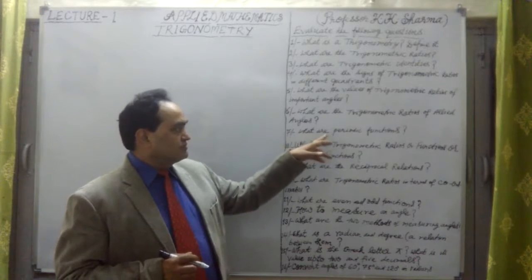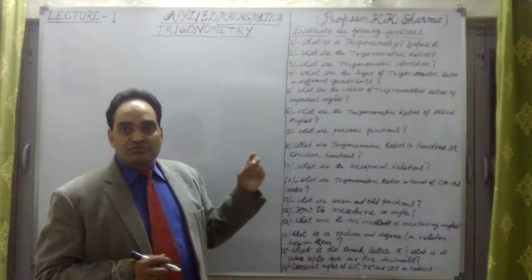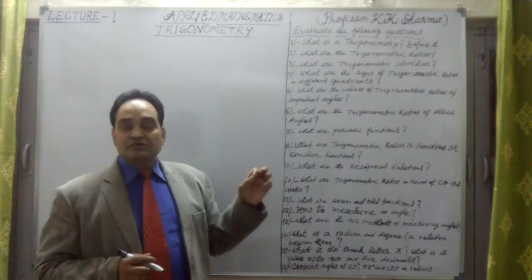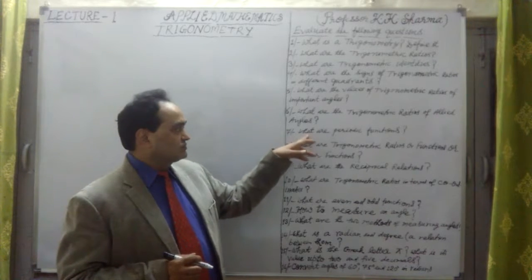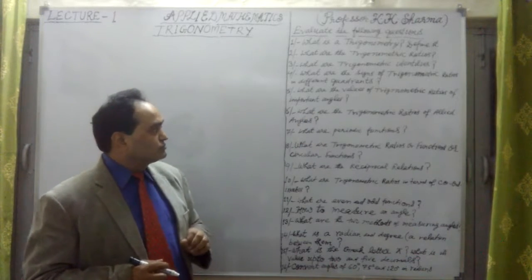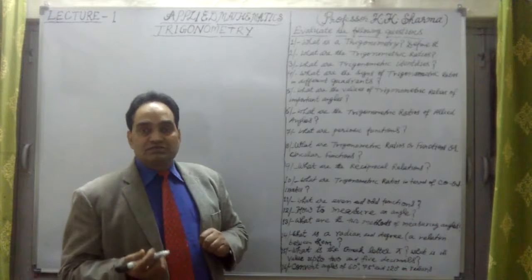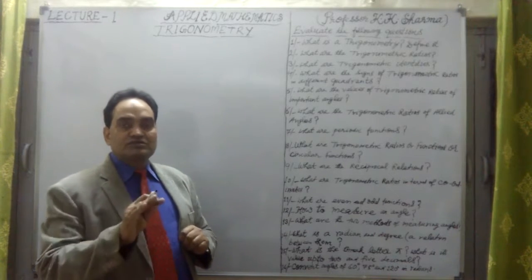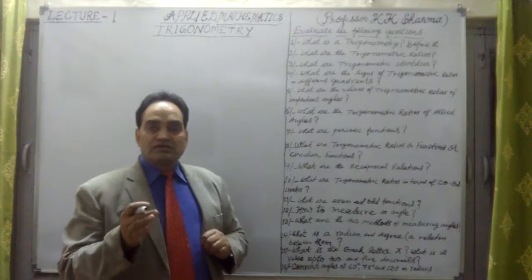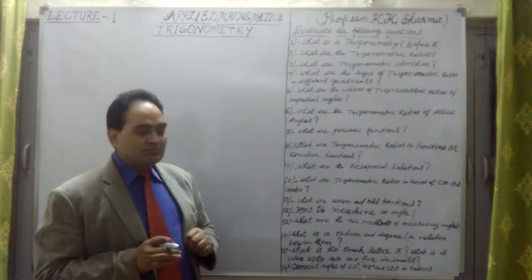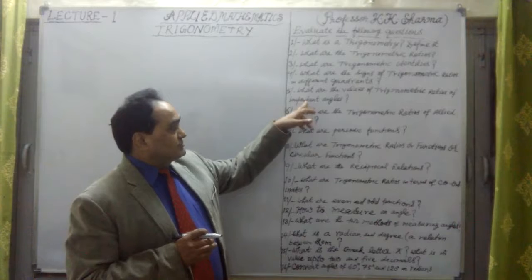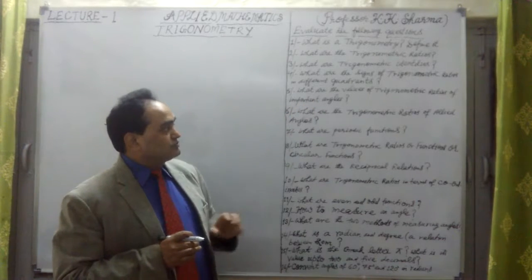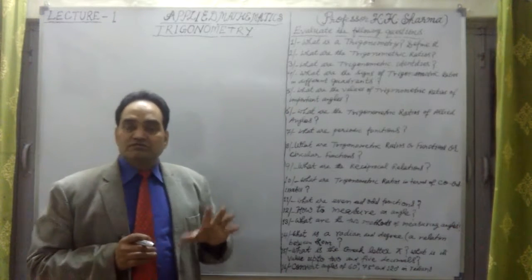I've taken here allied angles, what are the trigonometric ratios, and circular functions. I'll talk about what are the periodic functions. What does period mean? For example, if it is sine, I'll talk about what is sine, and after that the trigonometric ratios of allied angles: sine 90 minus theta, cos 90 minus theta, sine 90 plus theta, cos 90 plus theta, etc. I'll talk about the other allied angles. Then what are the values of trigonometric ratios of important angles.